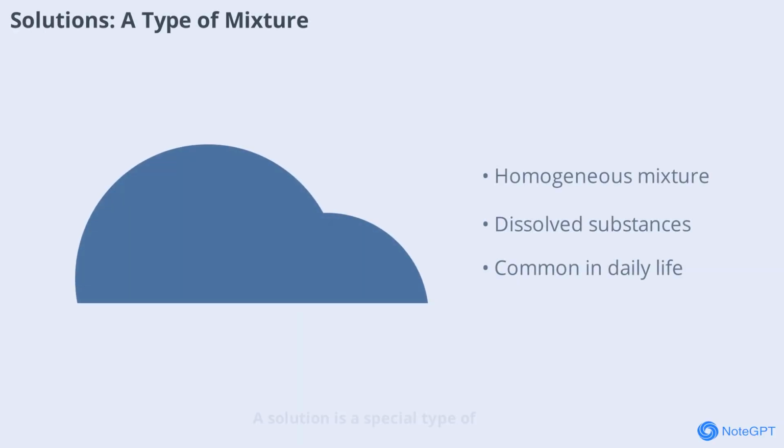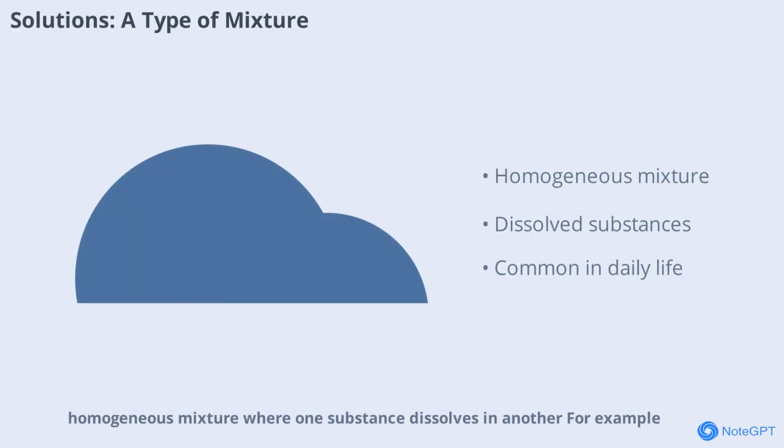A solution is a special type of homogeneous mixture where one substance dissolves in another. For example, when you mix sugar in water, the sugar dissolves and forms a solution. Solutions are important in science and everyday life, from making drinks to medicines.